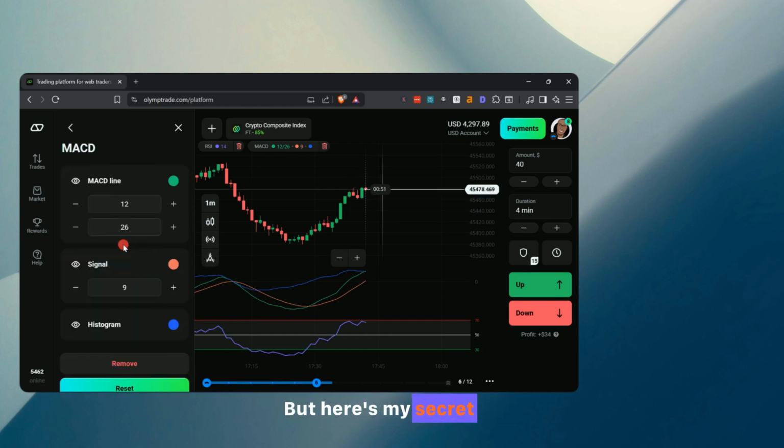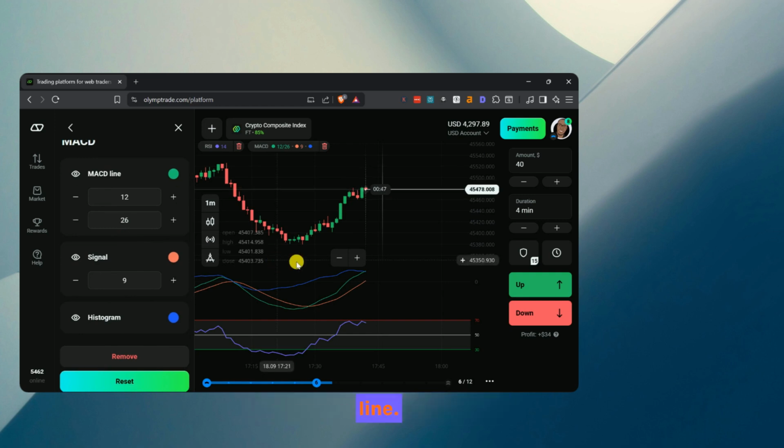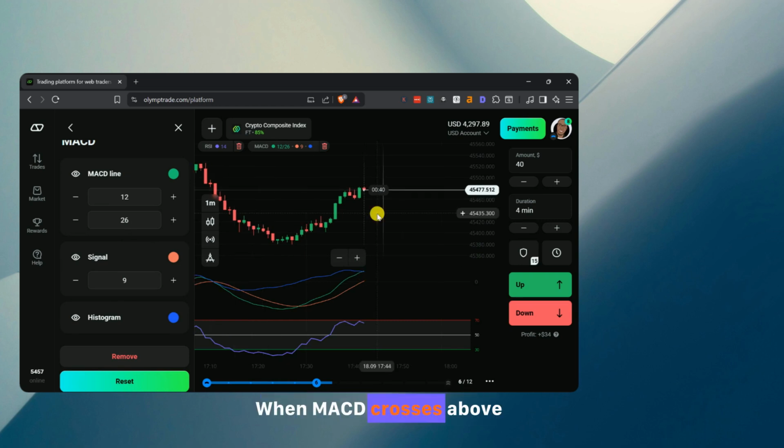But here's my secret sauce. I only care about these crossovers when they happen near the 0 line. Crossovers far from 0 are usually just noise. The real moneymaker is when MACD crosses above 0 while RSI is coming up from oversold territory. That's a bullish setup with serious profit potential. Conversely, when MACD crosses below 0 while RSI drops from overbought levels, that's your sell signal.